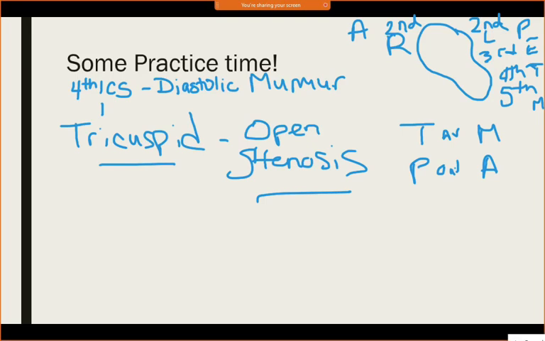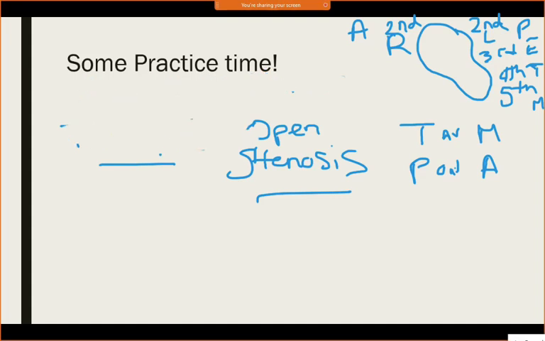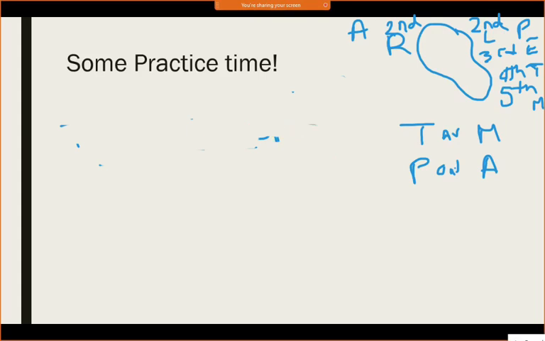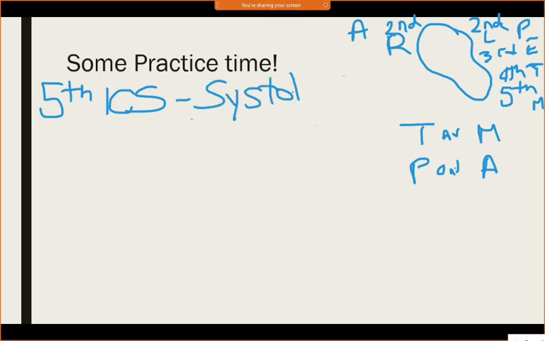Okay, let's clear that out. No, I don't want to clear all of them. I just want to erase this stuff. Let's erase that out and try another one. We'll leave our brain dump there. We hear something over the 5th intercostal space, and it is in systole. So what is our 5th intercostal space?